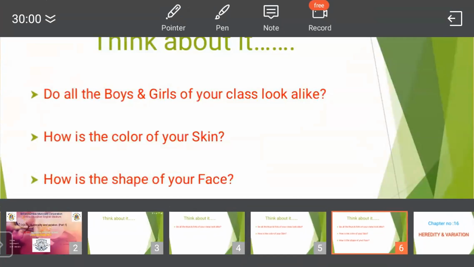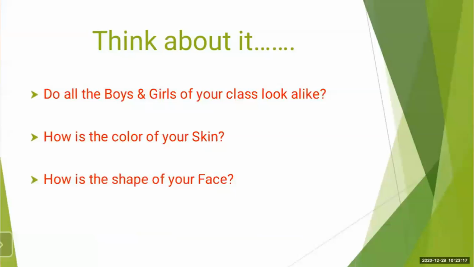Then, what about your height? It will also vary. The color of your eyes will also vary from your friends. Orientation of the thumb: some will have a broad thumb, some a long thumb, some a short thumb. On this basis, earlier we have seen that there is a great variation within every species in nature. So in this chapter, heredity and variation, we shall study the factors that give rise to this variation.